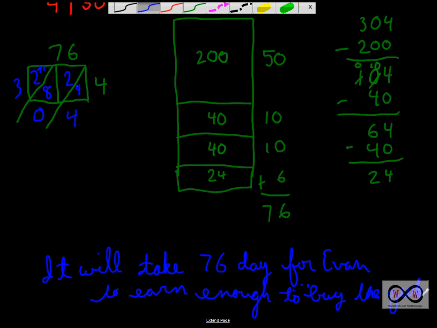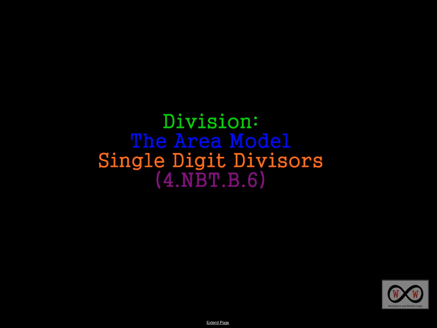So that was a quick look at using the area model to solve division problems with single-digit divisors.